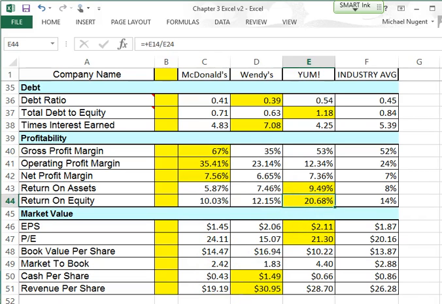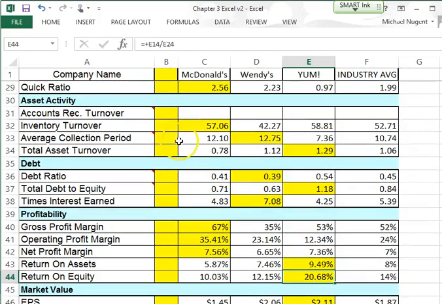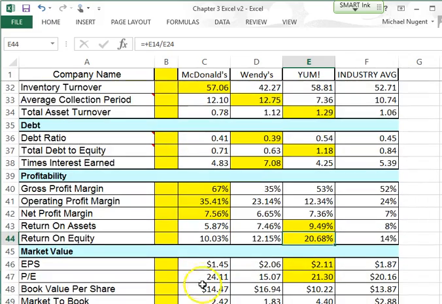So I would pick a number of categories that I think are most telling of this industry. I probably wouldn't look at the inventory or collection or asset turnover periods as much. So it's subjective. Each analyst would have to really come up with a rationale.